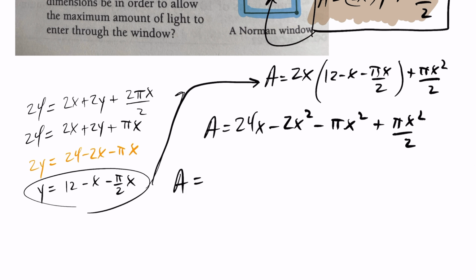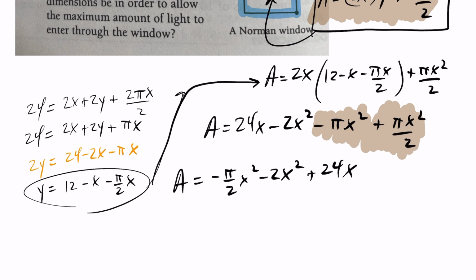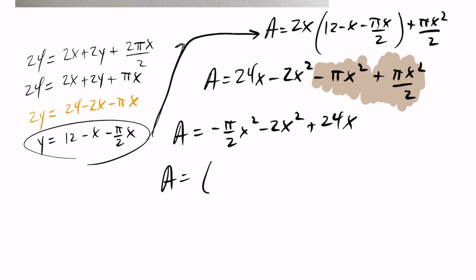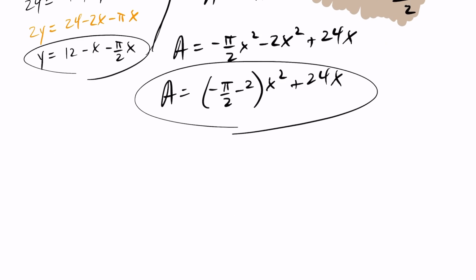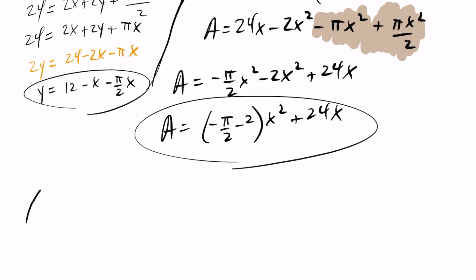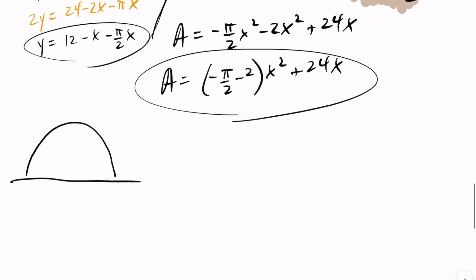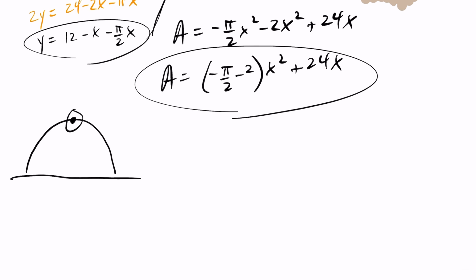So putting this together, let's simplify this first. I've got negative pi plus pi over 2. This is going to give me negative pi over 2 x squared minus 2x squared plus 24x. Cleaning this up a bit, my quadratic is negative (pi over 2 plus 2) x squared plus 24x. Now I have myself a quadratic, and you can see the leading coefficient is negative, so this is going to open downwards. And again, if you read the original question, I'm looking to find maximum area. I just want the vertex of this quadratic.